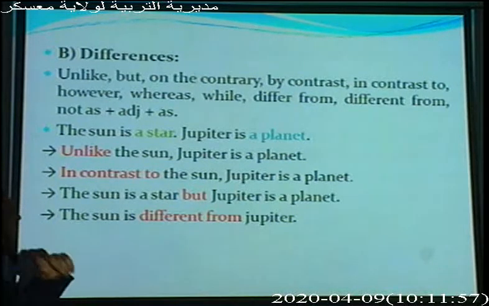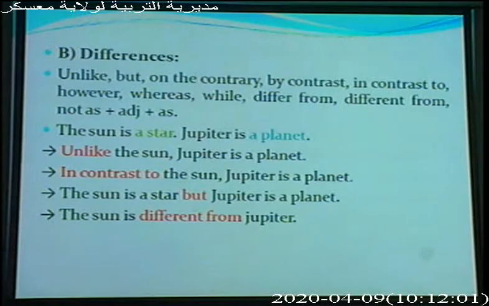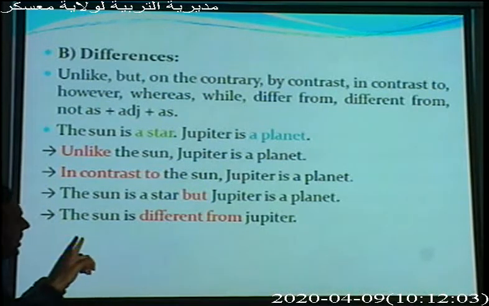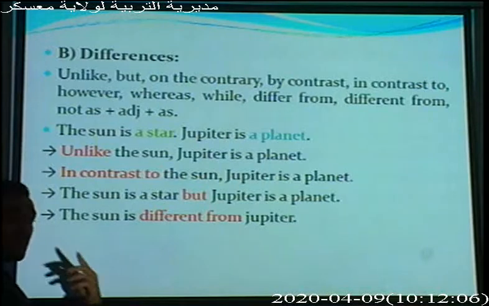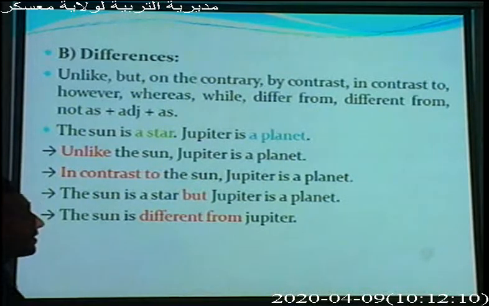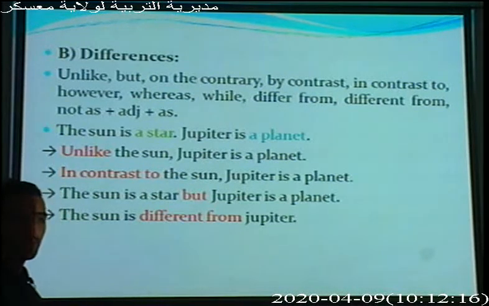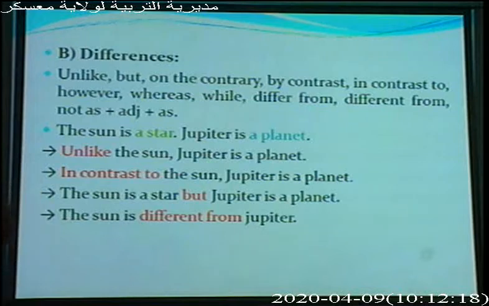Second one: in contrast to the sun, Jupiter is a planet. It has the same meaning here. Now, the sun is a star, but Jupiter is a planet. It's similar, and the sun differs from Jupiter, or the sun is different from Jupiter. In all these sentences, we express differences differently.